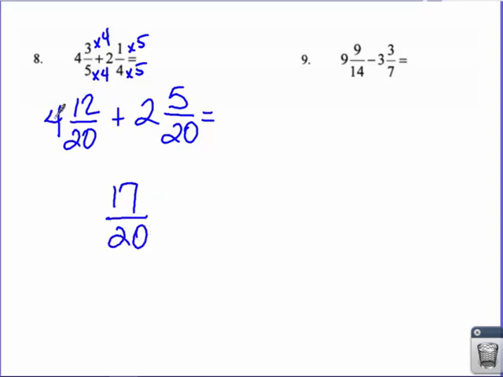I add my whole parts. 4 plus 2 gives me 6. And then I try to simplify. And this one's as simple as it will get. Subtraction, we do the same thing. It's just instead of add our numerators and add our wholes, we subtract them.